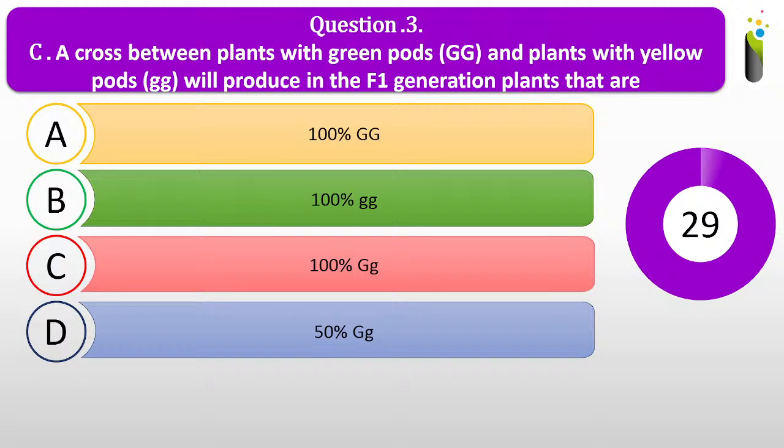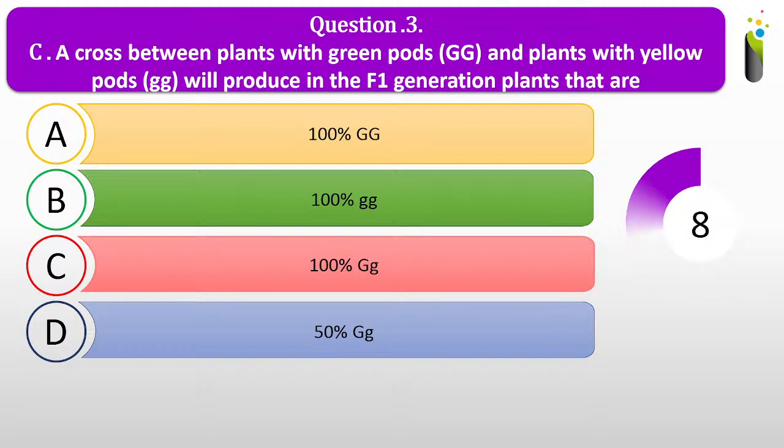So, what is the answer? Capital G, and small g, small g. What will they produce in the F1 generation? And the correct answer for this question is 100% capital G, small g.